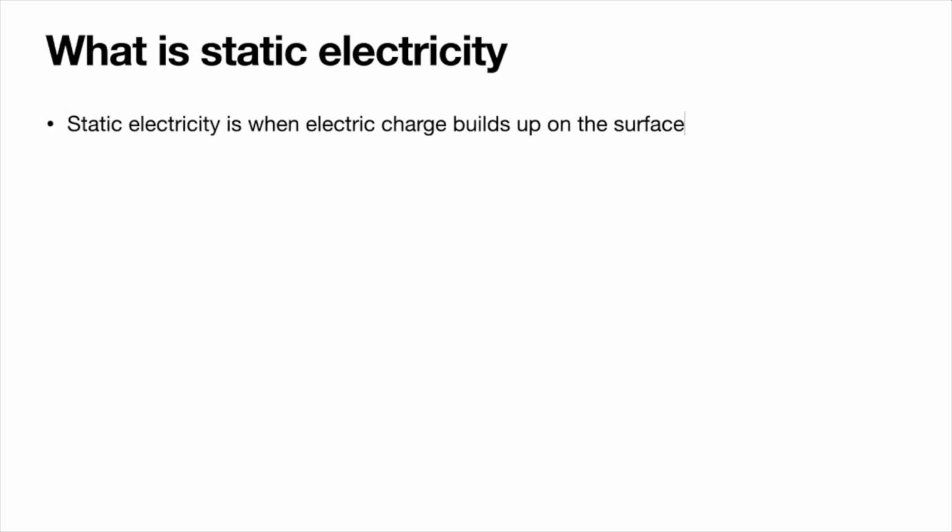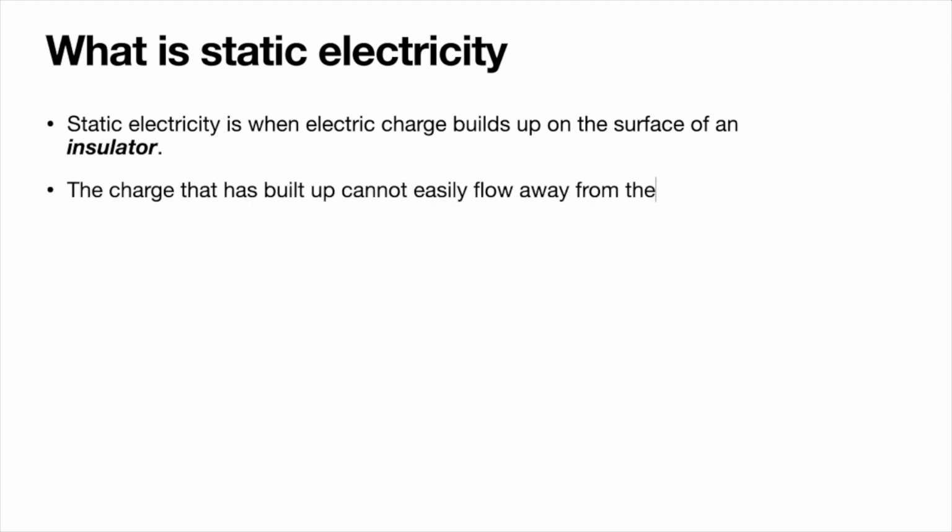What is static electricity? Static electricity is when electric charge builds up on the surface of an insulator. The charge that has built up cannot easily flow away from the insulator, which is why it is called static electricity.